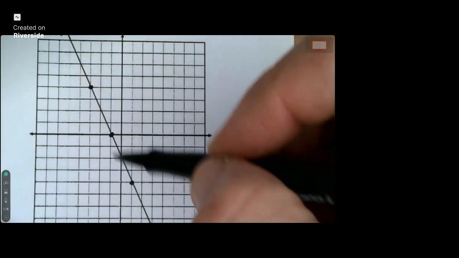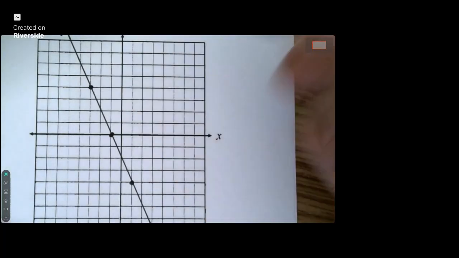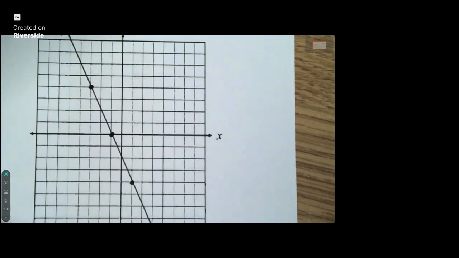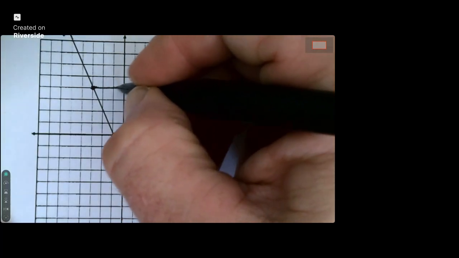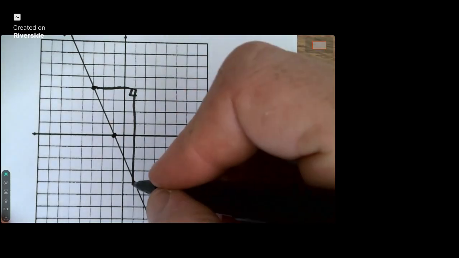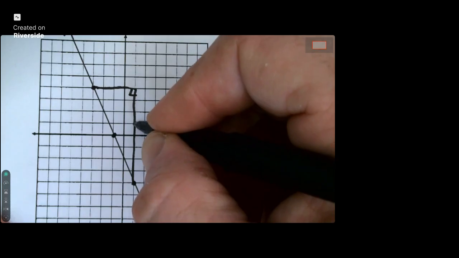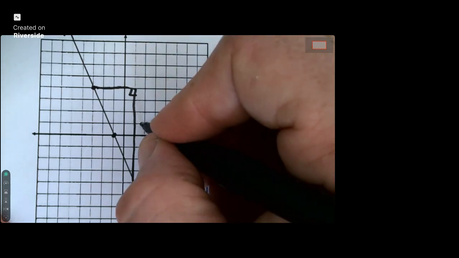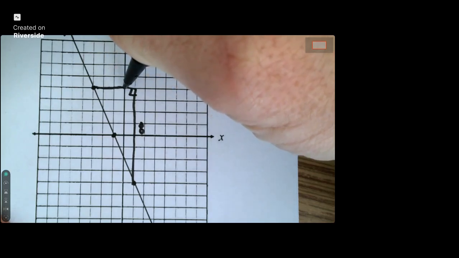Pick any two. I could pick this one and this one, draw my right triangle. I could pick this one and this one, draw a right triangle. Doesn't matter if you do it right. So maybe we'll pick the big one this time. Let's say we decide to draw a right triangle between these two nice points. That's fine. Let's go ahead and count up our rise and our run. So our rise is going to be 1, 2, 3, 4, 5, 6, 7, 8 increments. And our run is going to be 1, 2, 3, 4 increments.